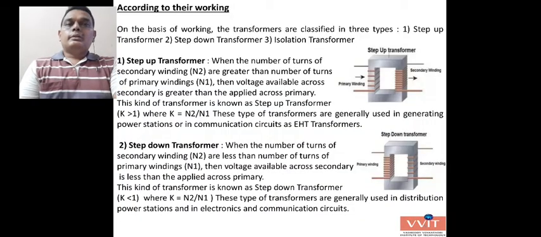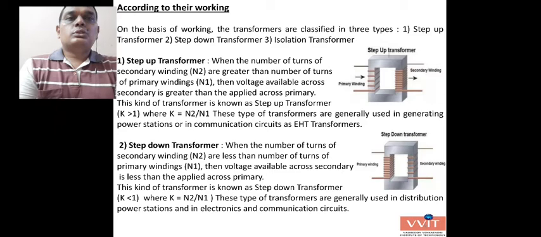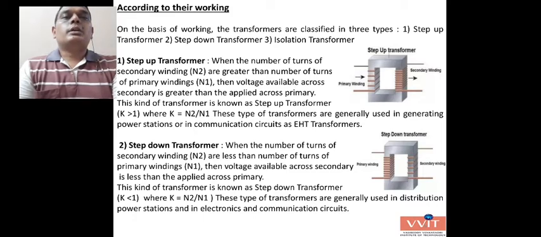According to their working, transformers are classified into three types: step-up transformer, step-down transformer and isolation transformer. What is a step-up transformer? When the number of turns on the secondary winding is greater than on the primary winding, this is called a step-up transformer. Then the voltage across the secondary is greater than the primary. Here K is the transformation ratio. K must be greater than 1. What is K? K = N2/N1, the secondary turns divided by the primary turns.